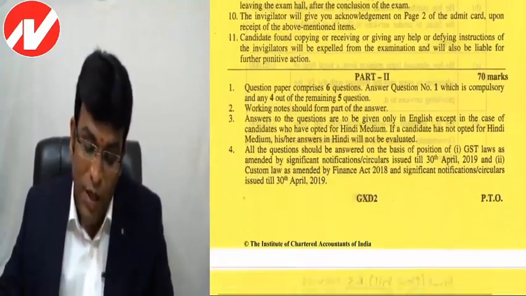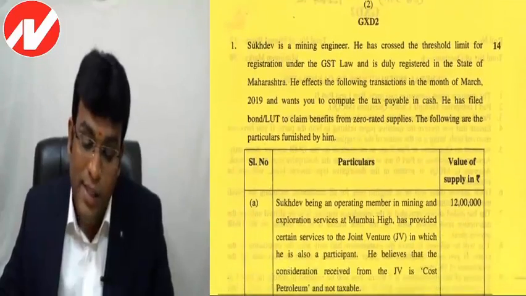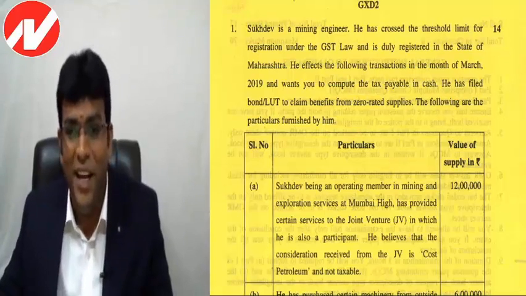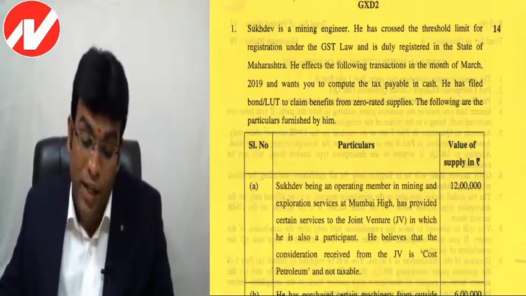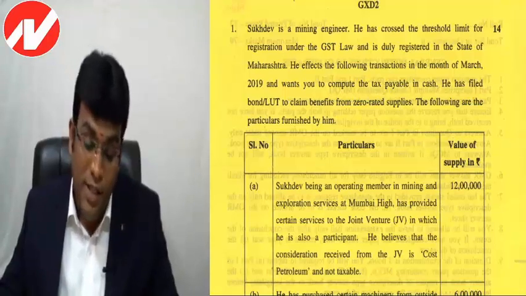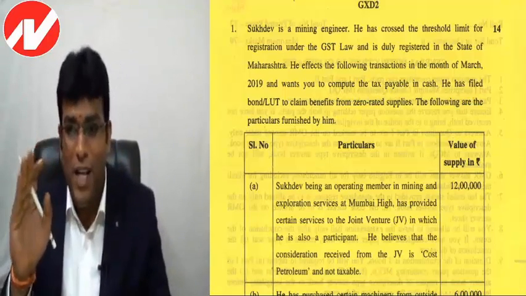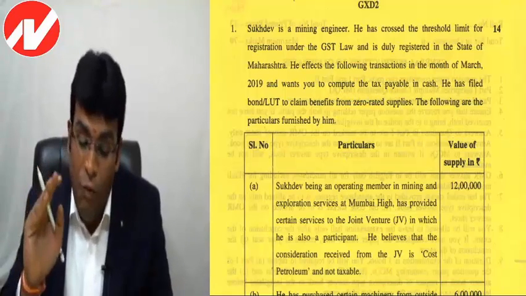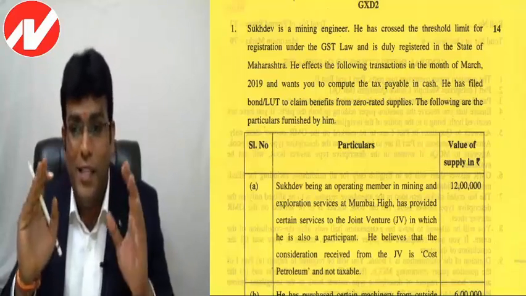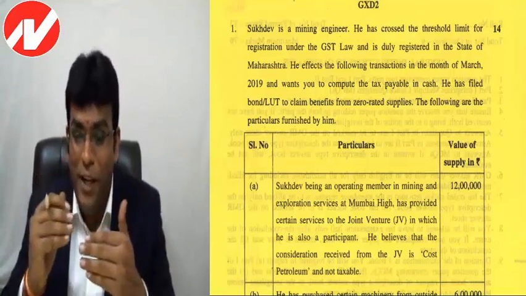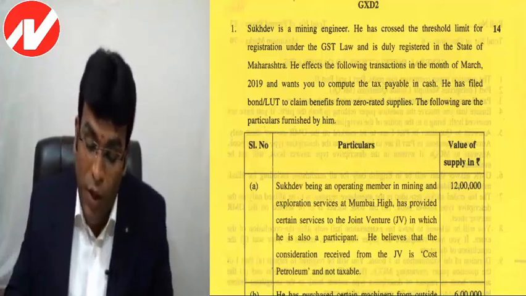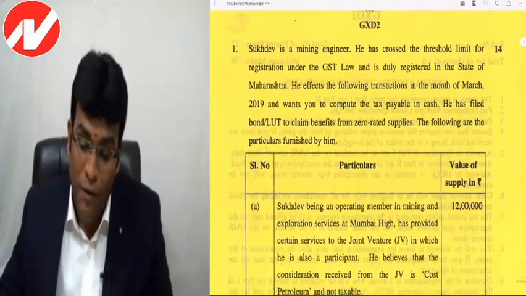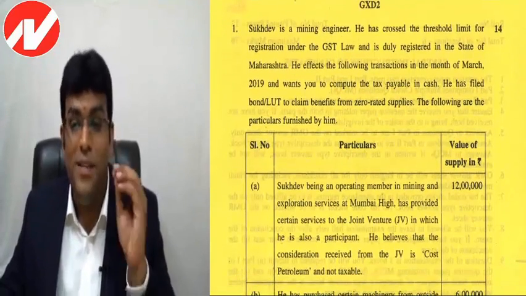Come on. So let's look at part 2, my dear friends. 70 marks. Let's start with question number 1, which is worth about 14 marks. Let's discuss in detail and start solving the answer. Are we ready? Let's proceed. Sukhdev is a mining engineer. He has crossed the threshold limit of registration under GST law and is duly registered in the state of Maharashtra. Very good. Already he is registered. He effects the following transaction in the month of March 2019 and wants you to compute the tax payable in cash. He has filed a bond or undertaking to claim benefits from zero rated supplies. Come on, friends.